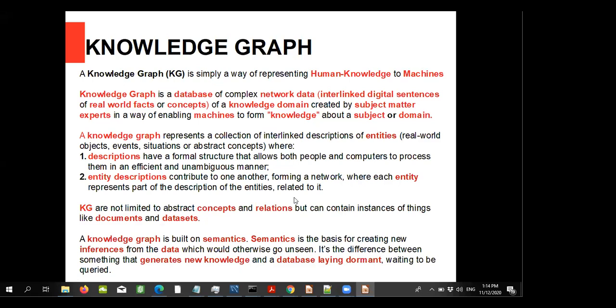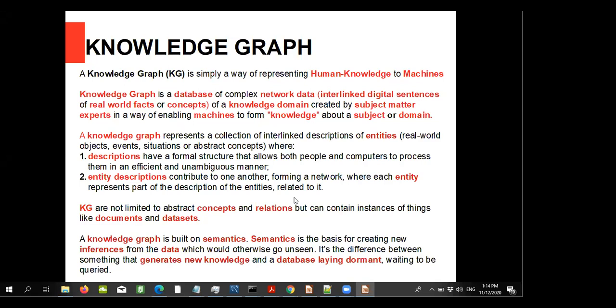It doesn't have common sense. You need common sense to know basic things. So this is where knowledge graph comes in. A knowledge graph is a database of complex network data. Now, network data are what we call interlinked digital sentences. We'll come back to it.